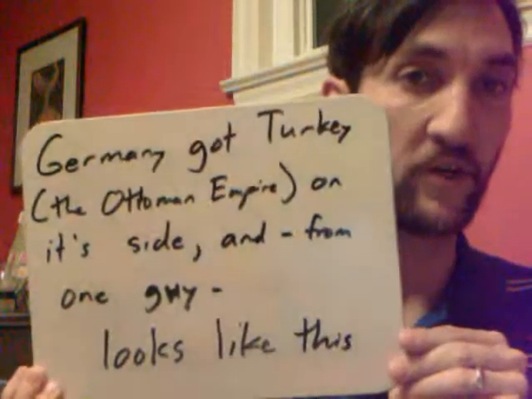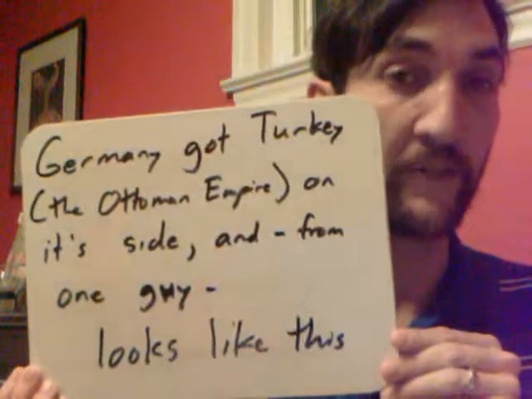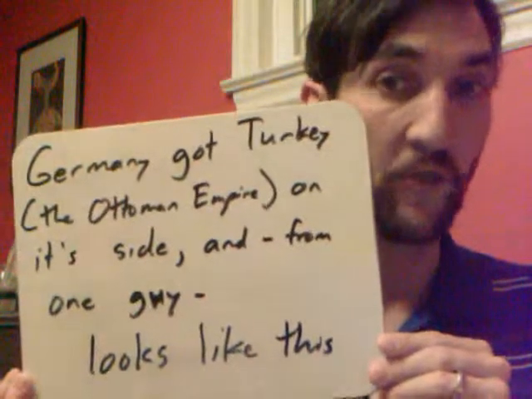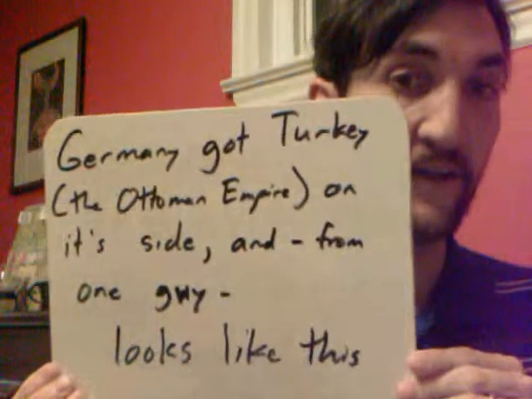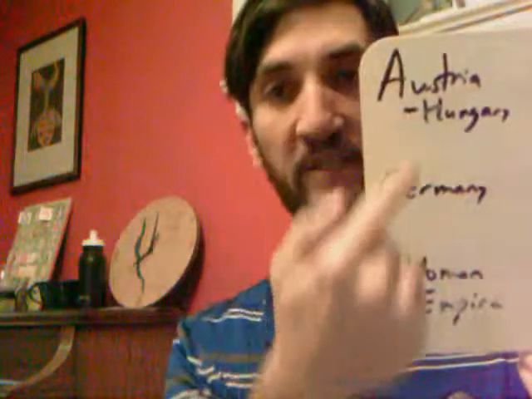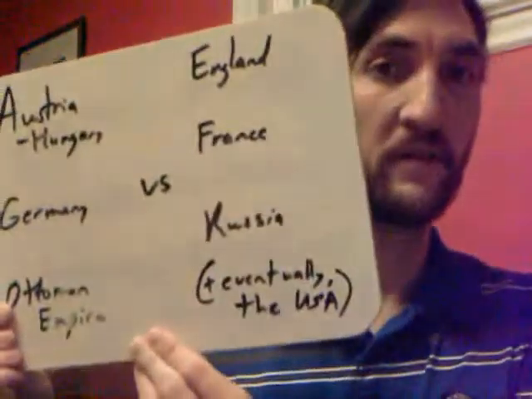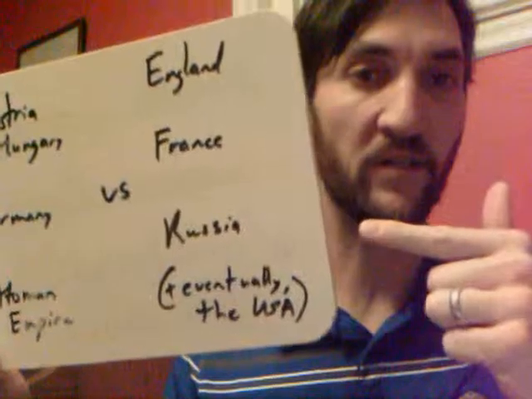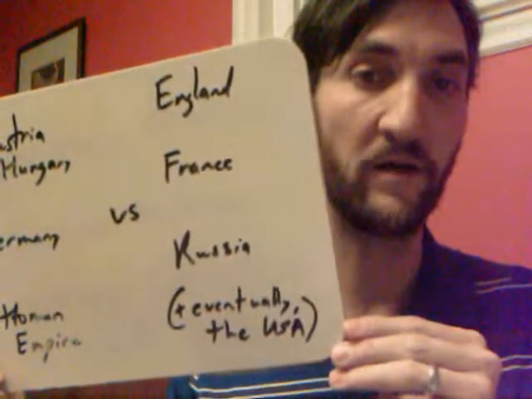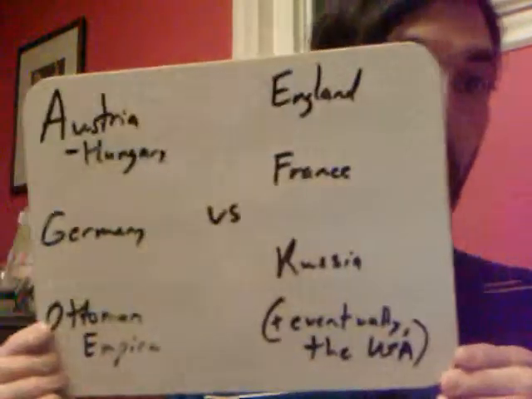Germany reaches out to Turkey, known then as the Ottoman Empire, to get it on its side. And the whole thing, from the death of one guy, looks something like this. Austria-Hungary and Germany and the Ottoman Empire, the Central Powers, versus England and France and Russia, and eventually, 2.5 years into the war, the United States of America.